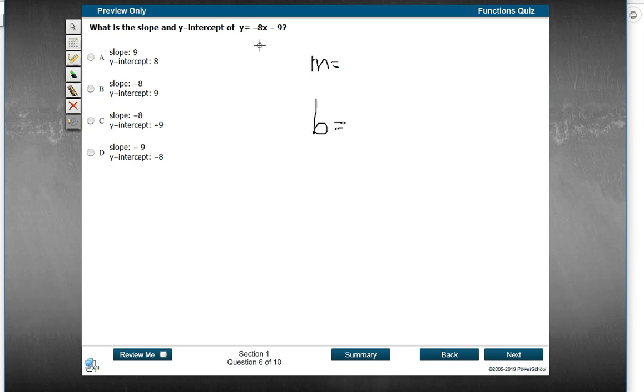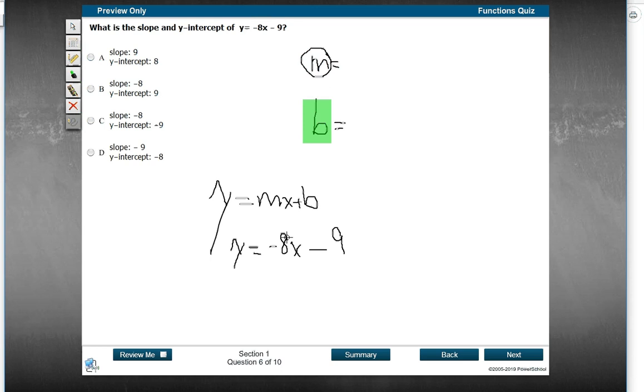So I'm going to circle slope, and I'm going to highlight our y-intercept. Again, you will always have this equation y equals mx plus b. If you need to keep saying this in your head over and over again, please do. That way you can get it right. So let me rewrite the equation. We have y equals negative 8x minus 9.